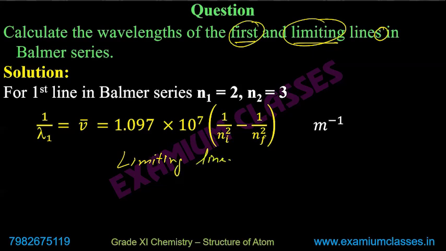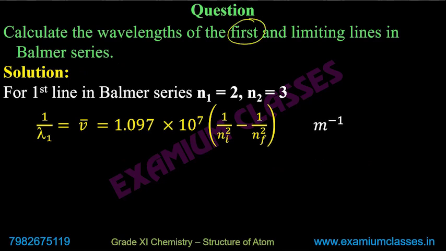Limiting line is that line which corresponds to transition from n equals infinity to n equals 2. In this case, Balmer series. In case of Lyman series, it will be from n equals infinity to n equals 1, because Lyman series corresponds to transition from any higher orbit to the first orbit. For Balmer series, it is from infinity to 2. So the first case is for the first line. The first line is from just the higher orbit. The orbit just higher than 2 is 3.